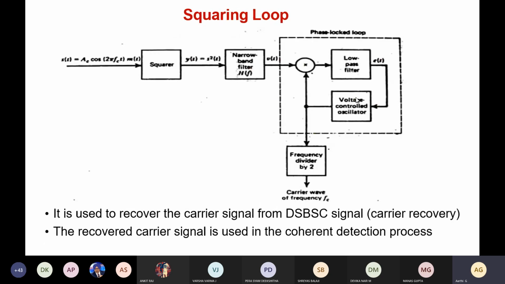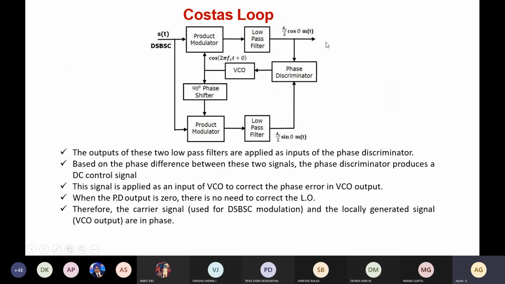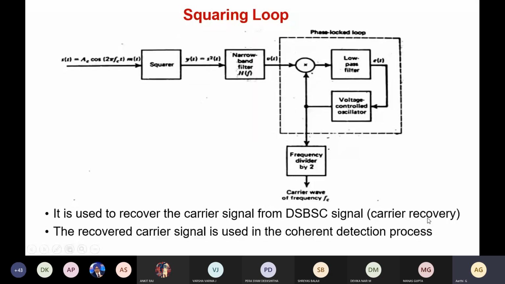So the third method is called the squaring loop. So this is one more method. We can recover the carrier signal from the DSBSC waveform. This is just for the carrier recovery. In the previous methods, we were going to recover the message. Here in this squaring loop, we are going to recover the carrier waveform. So the recovered carrier signal is used in the coherent detection process. So this carrier, we can use it at the receiver side for the coherent detection. So through the transmitted waveform, we are going to recover the carrier signal. That carrier signal can be used for the detection process, the synchronous or the coherent detection. Because if you use the same carrier, the phase errors can be eliminated.